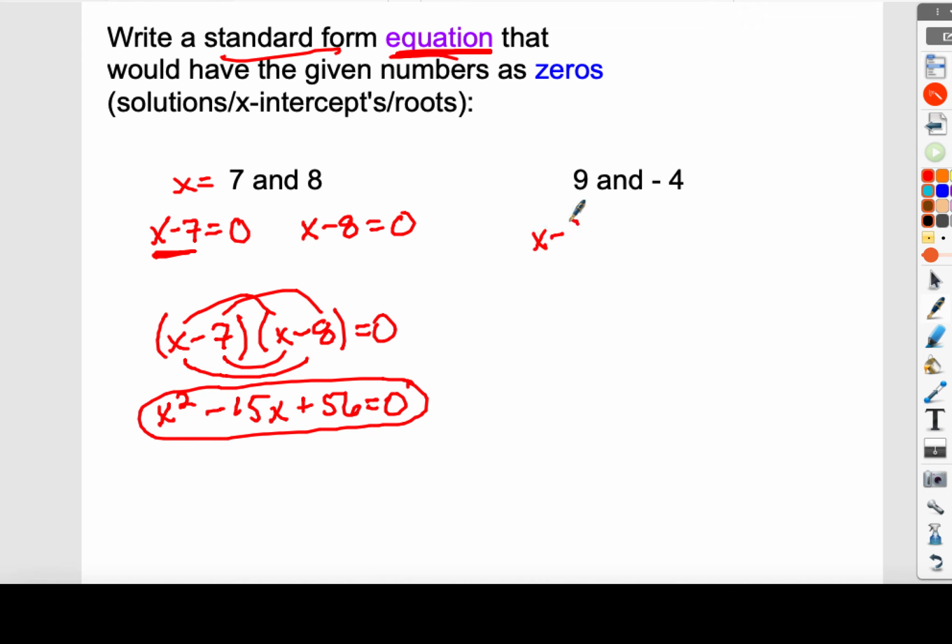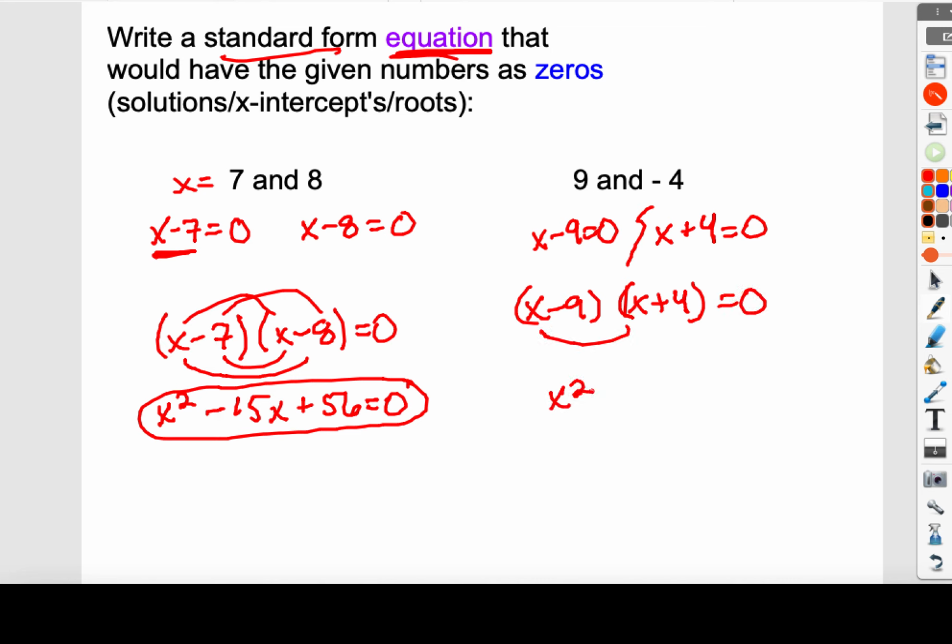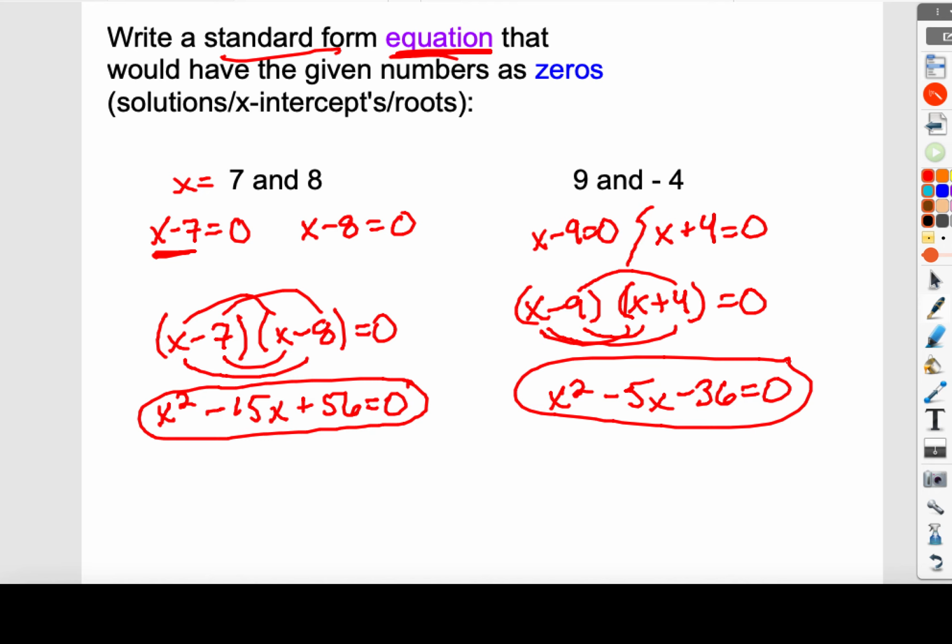In that same way, x minus 9, now 9 minus 9 would be 0, right? And x plus 4, isn't negative 4 plus 4 going to give us 0? Well, in that case, I need an x minus 9, an x plus 4. And if I FOIL, x squared plus 4x minus 9x, well, positive 4 and negative 9 add to negative 5. And finally, minus 36. We've got a standard form equation with the given solutions.